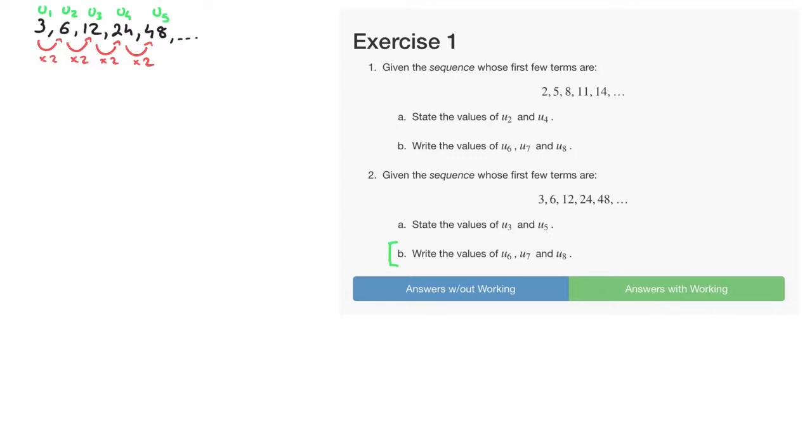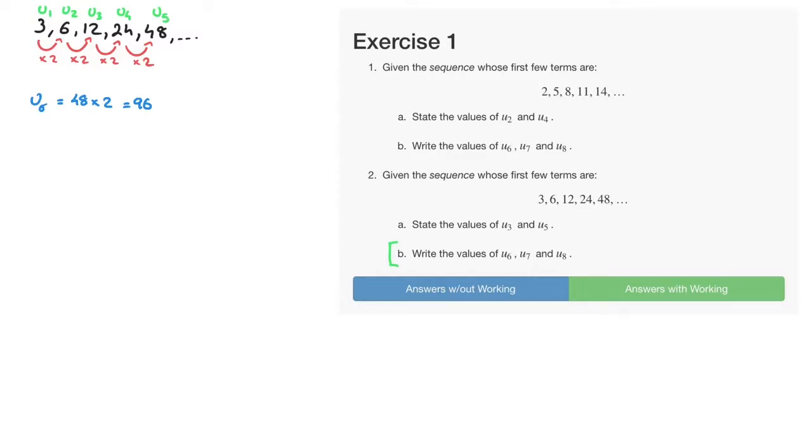And so we can quickly find the 6th term, U6, by multiplying the 5th term by 2. That would be 48 times 2. And 48 times 2 is equal to 96, and that's the 6th term.